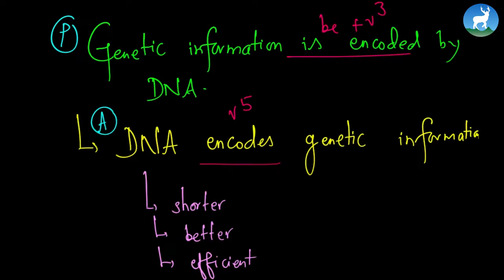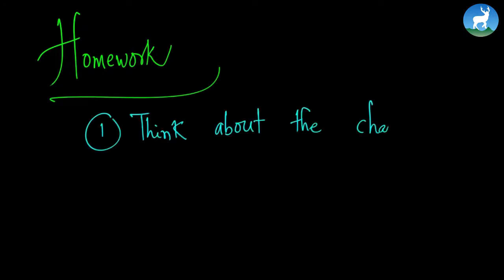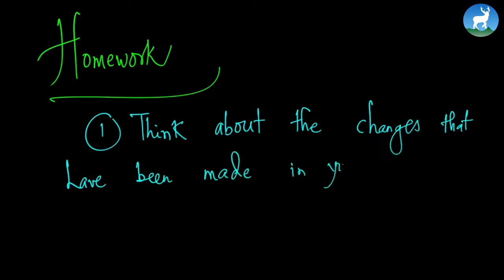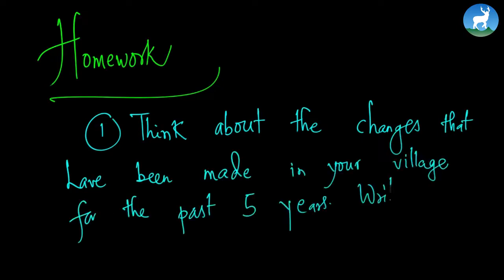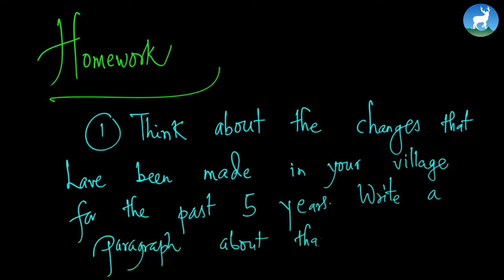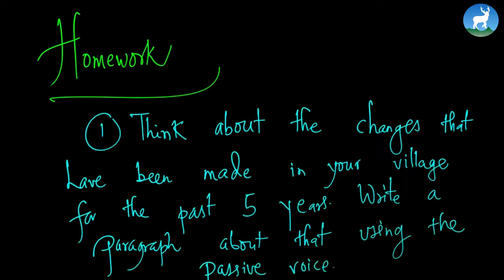Now let me give you some homework. Homework time. Here's your homework. Think about the changes that have been made in your village for the past 5 years. Write a paragraph about that using the passive voice. So this is your homework, all right? All you have to do is think about the changes that have been made in your village for the past 5 years. Now write a paragraph about that using passive voice.